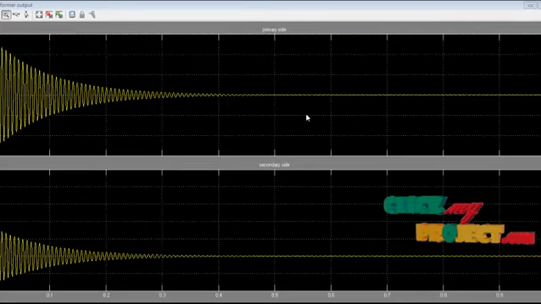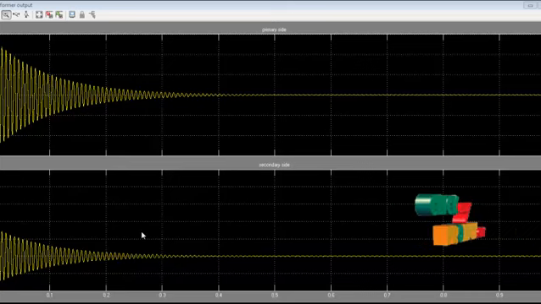Next, you see the transformer primary and secondary side windings. This is the transformer output.